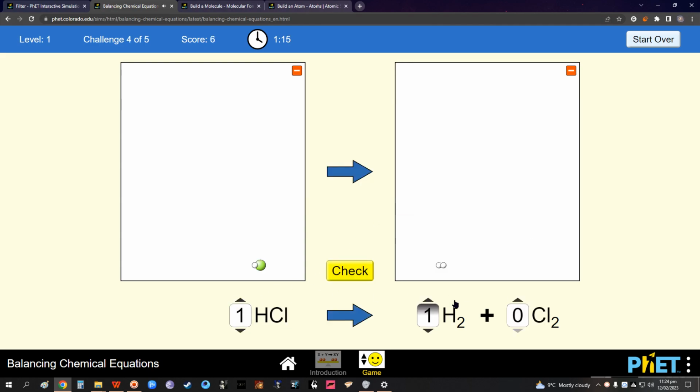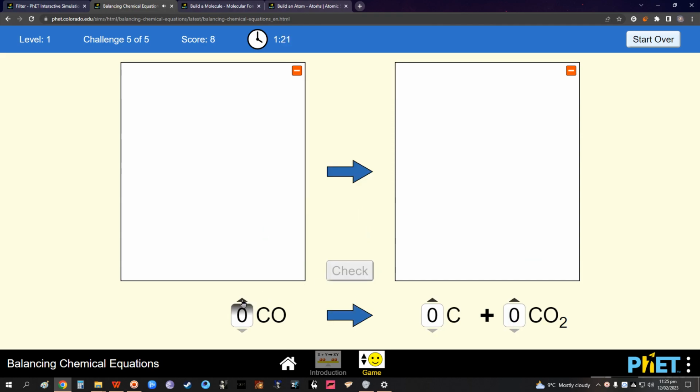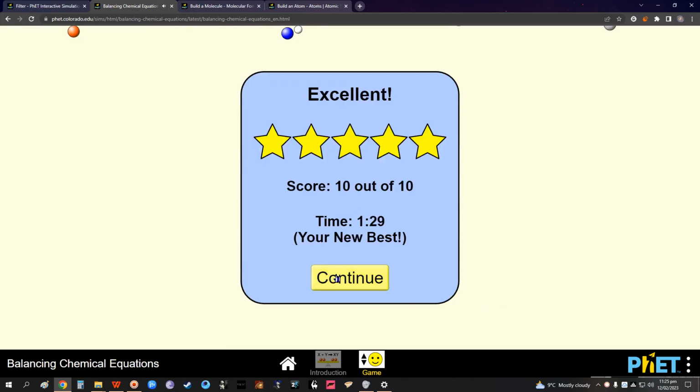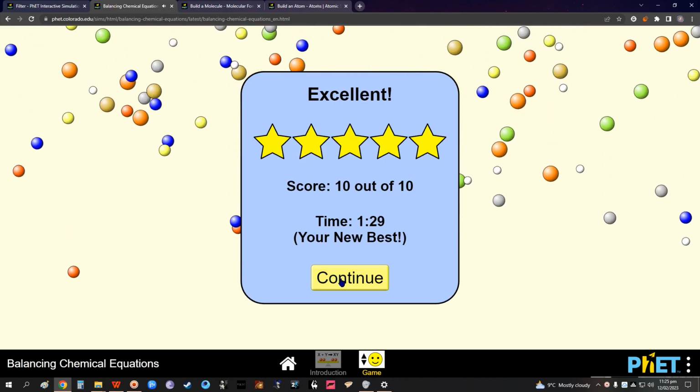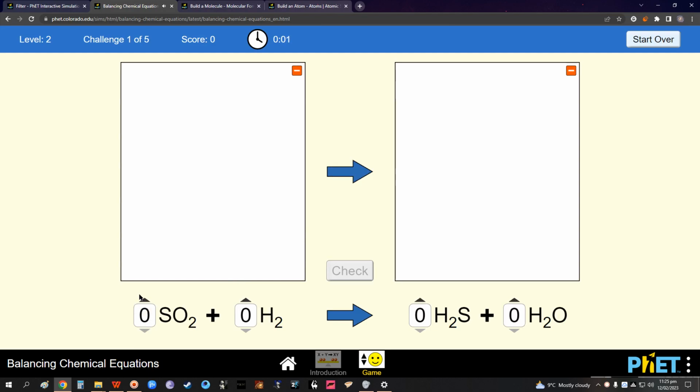HCl, right? Well, that's hard. So okay, there we go, carbon monoxide. That's gonna be tricky. Okay, we have 2 carbon. I think that doesn't. So there you go. You can try different levels. I'm going to try all of them in quick succession.